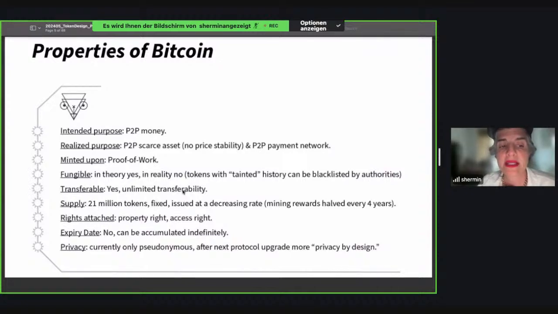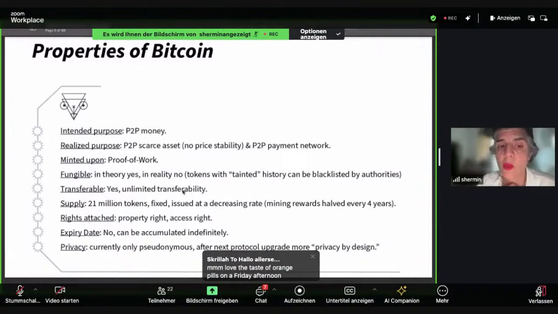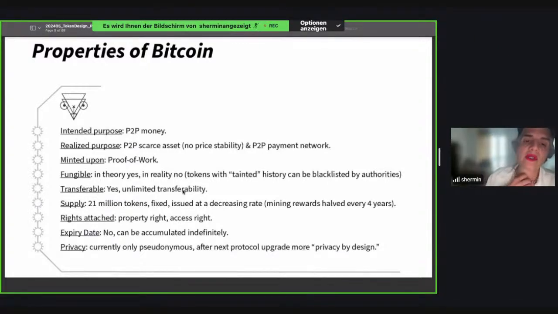And the token is designed to be fungible in theory. We will see that in reality, because of chain analysis, the interaction with the real world and the limited privacy aspects of the current design of the Bitcoin network, tokens can be tainted, their history can be tainted, they can be frozen, and in this case the fungibility is in practice limited, while in theory it is designed to be a fungible token. The token is also designed to be transferable. It has unlimited transferability. That's the whole point of a currency.